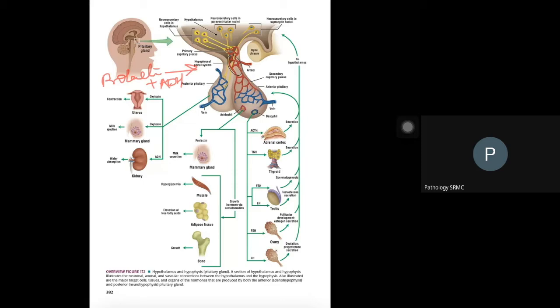FSH promotes spermatogenesis, LH promotes testosterone secretion, FSH promotes follicular development and estrogen secretion, and LH promotes progesterone secretion. Finally, in the posterior pituitary, they have labeled oxytocin, which causes contraction of the uterus and also milk ejection from the mammary gland, and ADH acting on the kidney causing water absorption.